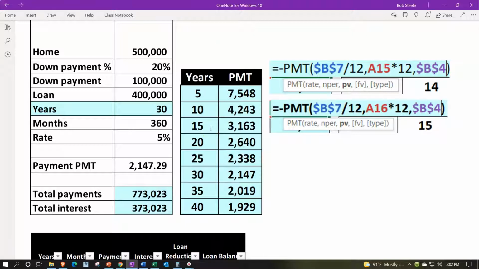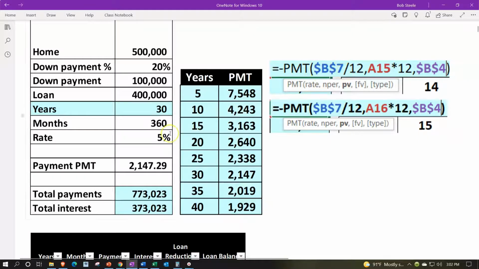Okay, so the calculation then would be equals negative, in order to flip the sign to make it a positive number, which you might put in front of the PV, but I like to put it up front if I can. PMT, the brackets are going to be the rate. The rate is going to be that 5%. That 5%, that's going to be a yearly rate. We need the monthly rate, so we divide it by 12.